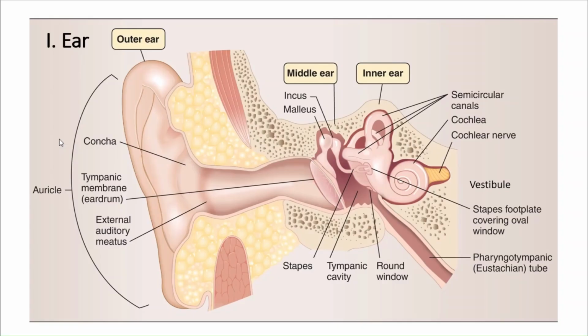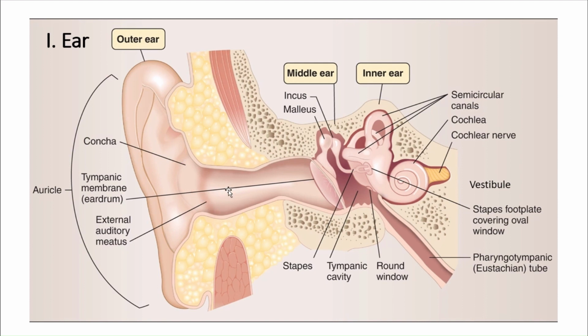There is outer ear, middle ear, and inner ear. For the outer ear, you can see there is a structure that you can see from outside. It is visible to anybody. That's called the auricle. This area of the external ear or outer ear is called the concha.